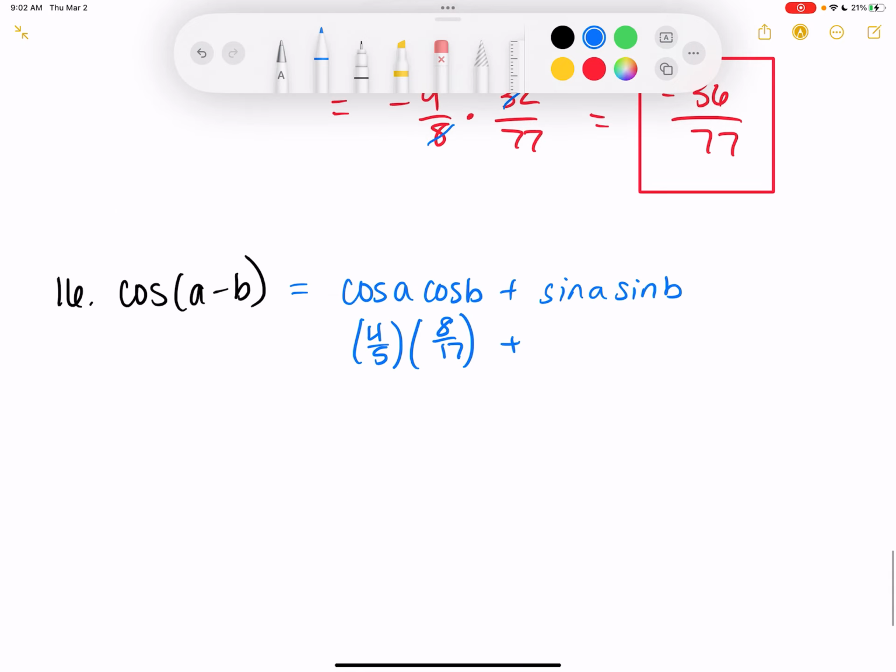Plus, I'm trying to look at my paper here, but some of the stuff is cut off, so I'm trying to see what it was without having to scroll every time. I thought it was a negative sign, so just yell at me if I don't have it. 3 over 5 is sine of A, and sine of B was negative 15 over 17. Is that what y'all had? Okay.